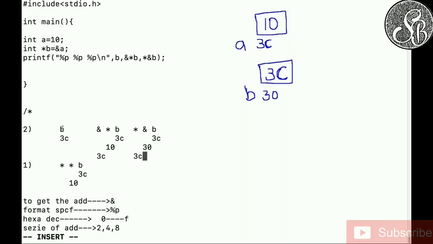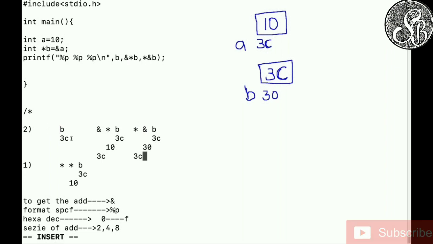Looking at this, guys, even this one's answer is 3C, this one's answer is 3C, this one's answer is 3C. But one thing you need to remember, guys, this 3C is not equal to this 3C. This is the address type and this is the content type. Now look at this, guys. I got to know one thing: B is exactly equal to ampersand star B.